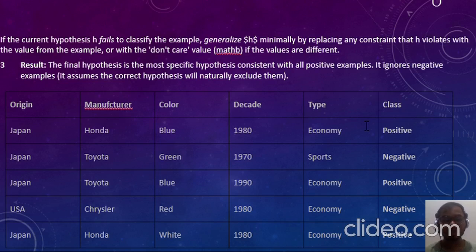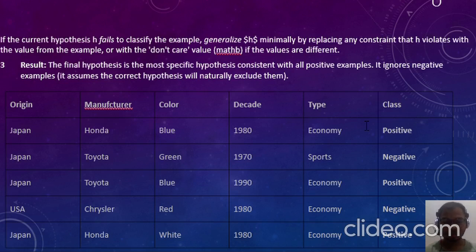This is the correct hypothesis of the training data. Now next, start with our most specific hypothesis h. Process each positive instance. First, instance 1: Japan, Honda, Blue, 1980, economic. Now the value of h is Japan, Honda, Blue, 1980, economic.